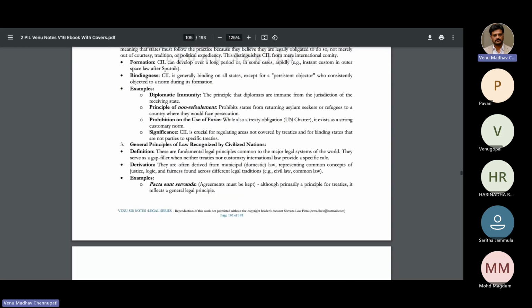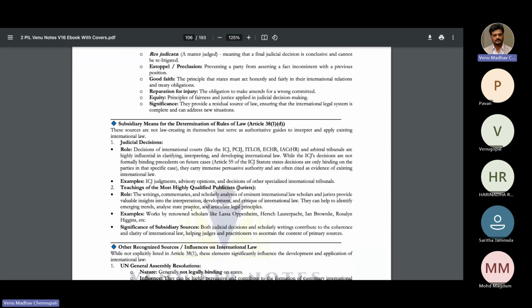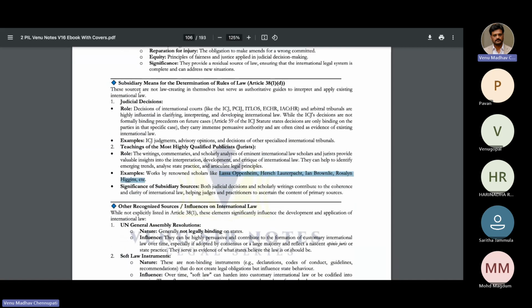And the secondary sources are judicial decisions and teachings. So there are all these philosophers, Lasso, Oppenheim, Hirsch, whom we read a little in the previous questions. These are the teachings of highly qualified publicists. Okay, so these are basically the secondary sources.